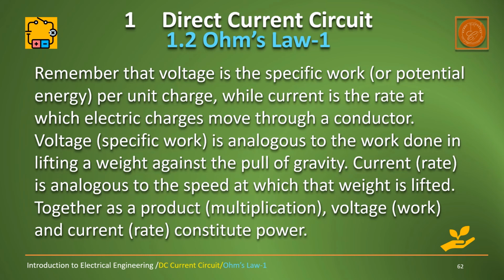Voltage, the specific work, is analogous to the work done in lifting a weight against the pull of gravity. Current, the rate, is analogous to the speed at which that weight is lifted. Together, as a product, multiplication, voltage (work) and current (rate) constitute power.